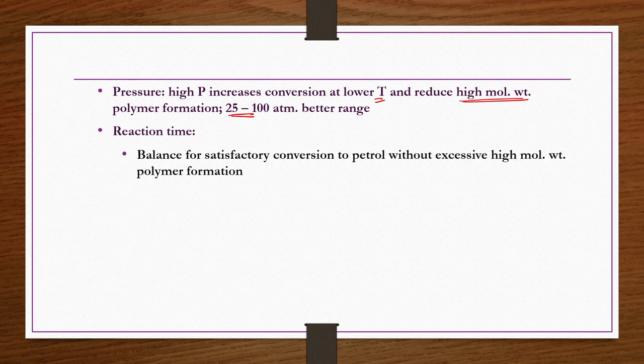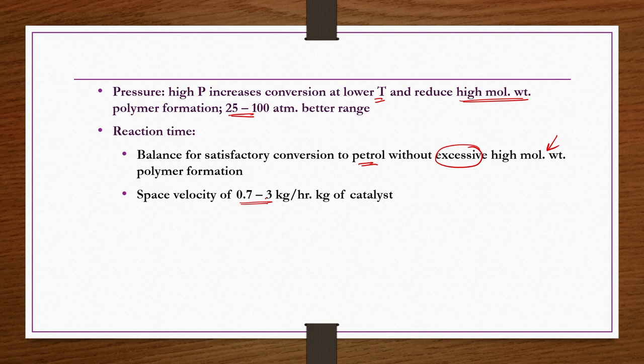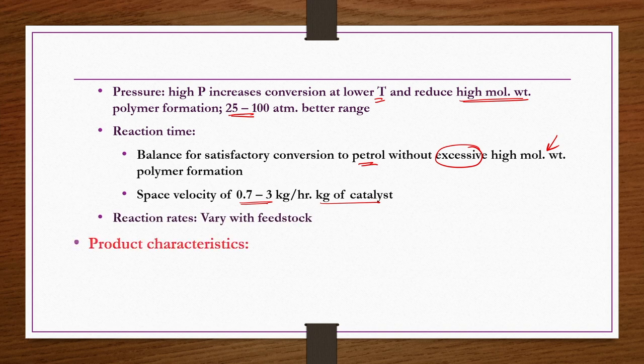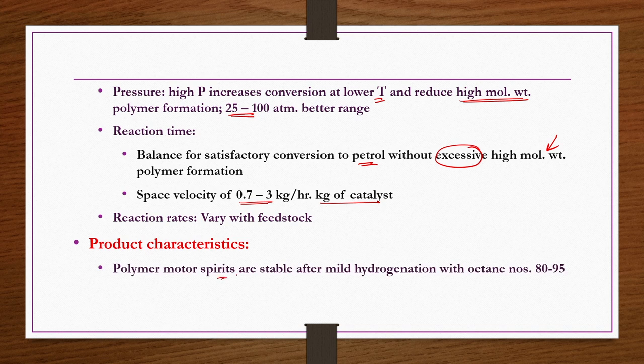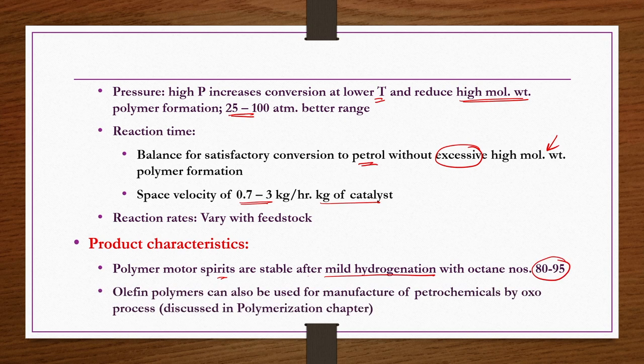Reaction time should be decided based on the balance for satisfactory conversion to petrol without excessive high molecular weight polymer formation. Based on that particular balance, you have to decide how much reaction time should be. Space velocity should be between 0.723 kgs per hour of feed material per kg of the catalyst. Reaction rates obviously vary with the feedstocks. Now, product characteristics: polymer motor spirits are stable after mild hydrogenation with octane numbers 80 to 95. Olefin polymers can also be used for manufacture of petrochemicals by other processes like the oxo process that we'll be discussing in the polymerization chapter.